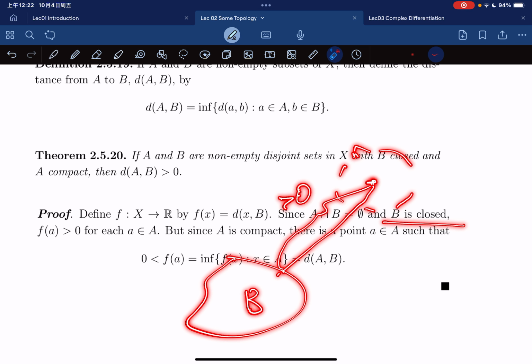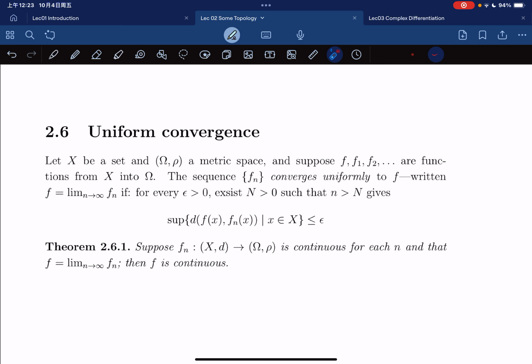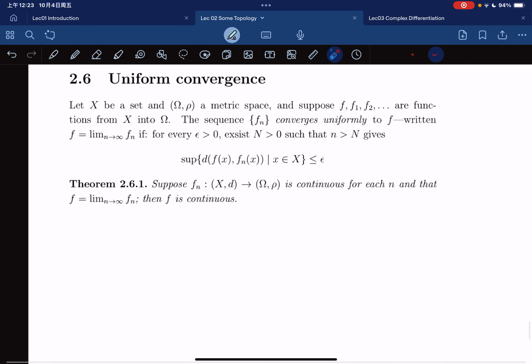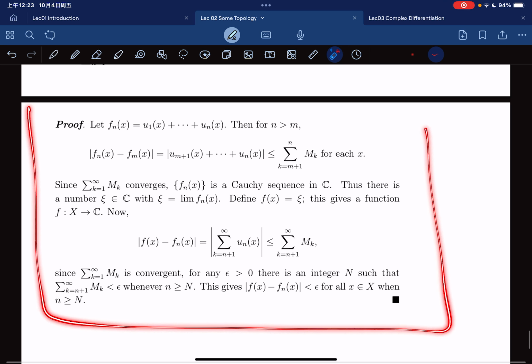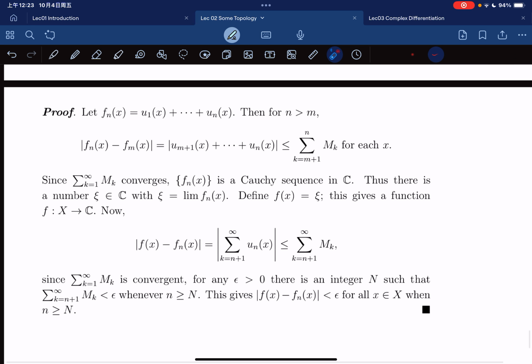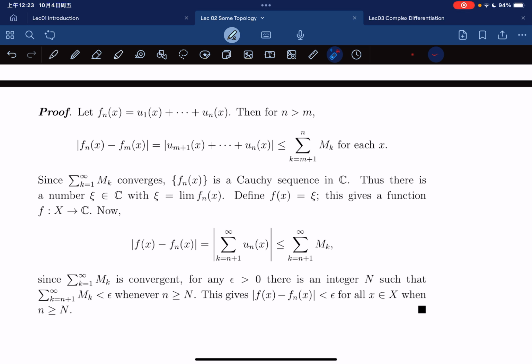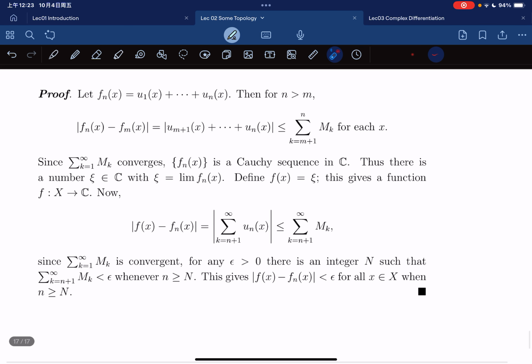Uniform convergence, right, is another type of convergence. You study this in topology or even analysis. And we have the Weierstrass M-test from calculus, right? The proof of the Weierstrass M-test is again not hard. So one thing that is worth noting is, if we just read through this proof.